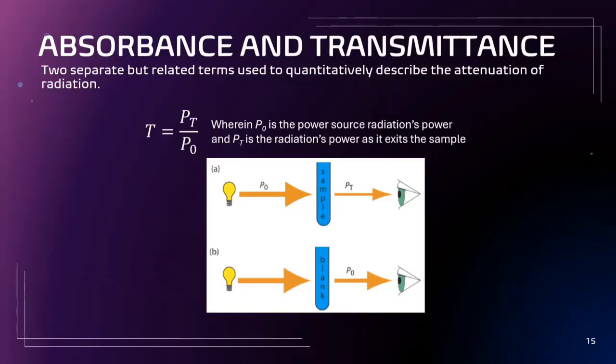Absorbance and transmittance are two separate but parallel terms that describe the attenuation, or the reduction, of a light or electromagnetic radiation's intensity as it passes through a sample. Transmittance is defined as the ratio of the electromagnetic radiation's power exiting the sample, denoted by PT, to that incident on the sample from the source, denoted by P naught.